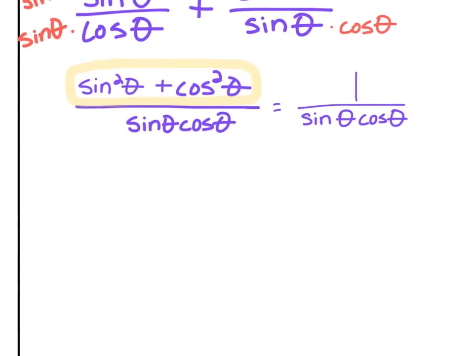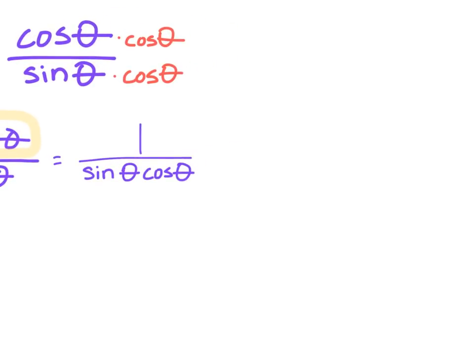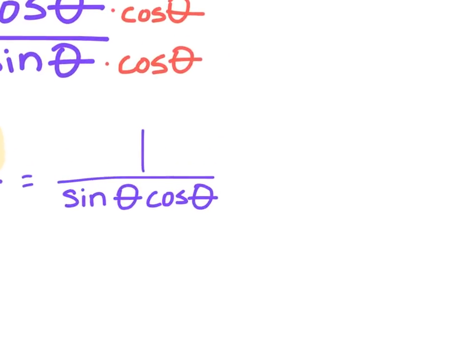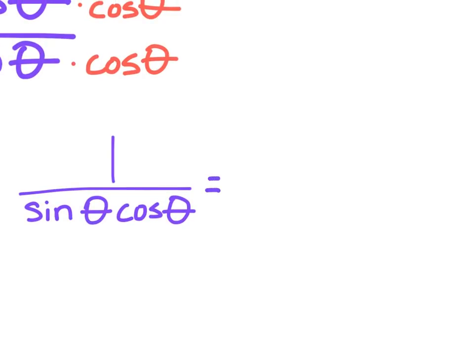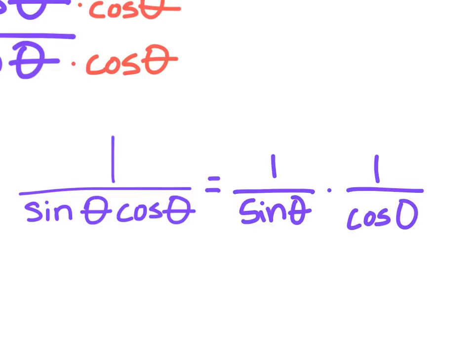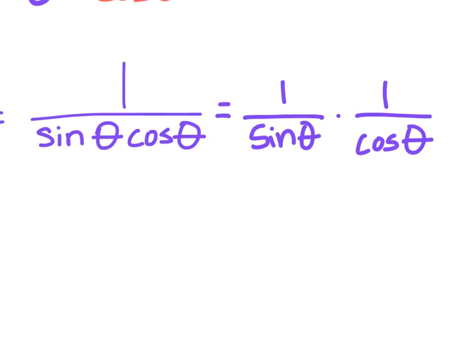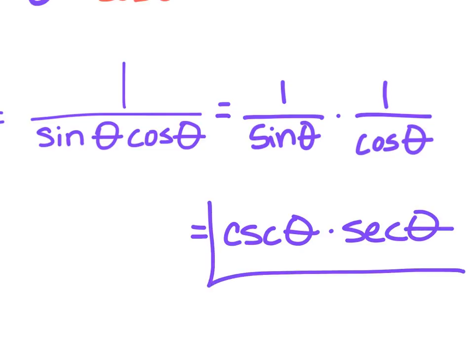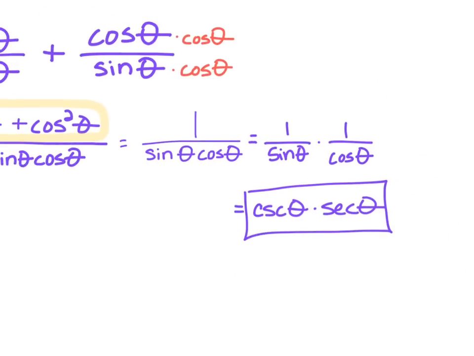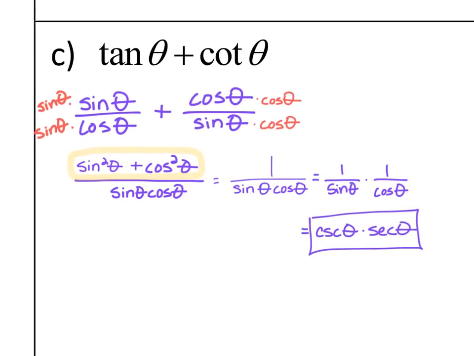Now my thinking here, and you don't have to write this next step, but this is what's going on in my thought process, is that I've got 1 over sine of theta times 1 over cosine of theta. And we know that 1 over sine is cosecant of theta, and 1 over cosine is secant of theta. And with that, I have no denominators, parentheses, or addition or subtraction signs, and so I'm finished.